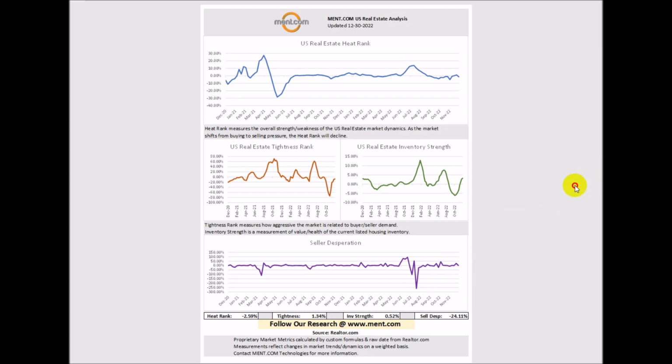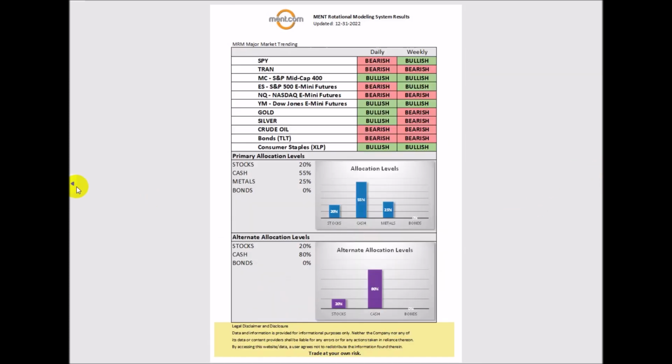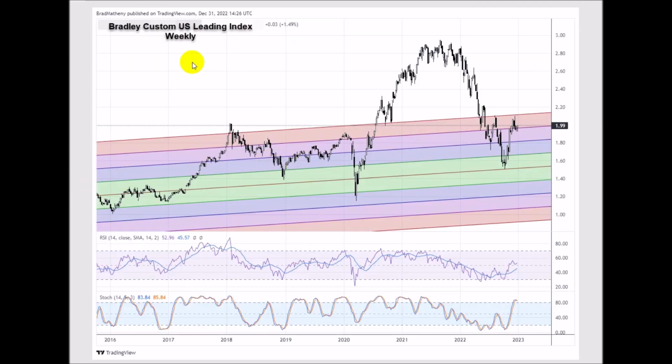So what's really important right now, ladies and gentlemen, is that we have a fairly strong recovery mode in the U.S.